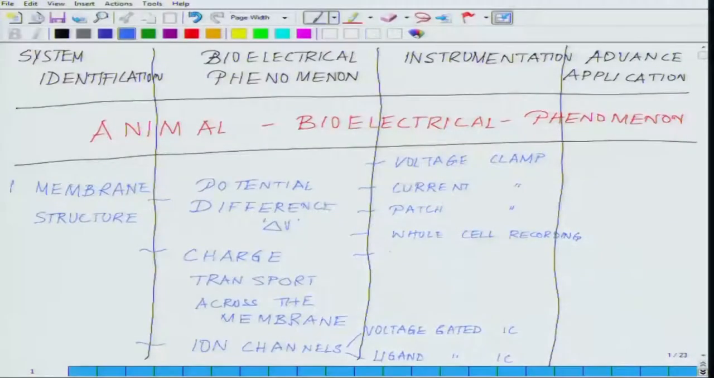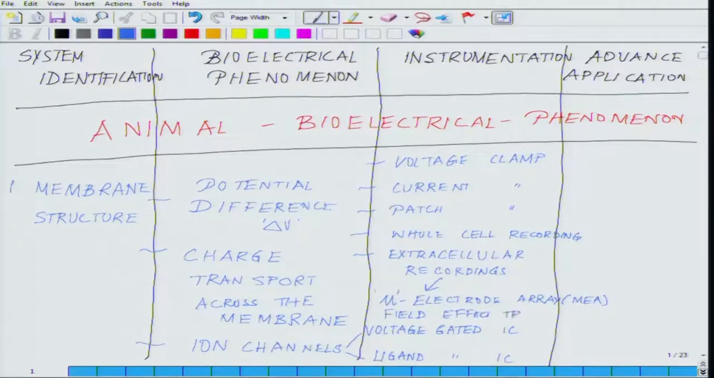Okay. So, then we will be talking about extracellular recordings, which will include your micro electrode array, MEA, or field effect transistors, FET. Okay. So, this section what you see, the voltage clamp, current clamp, patch clamp, whole cell recording, extracellular recording, and by the way, most of them fall under the intracellular recording.